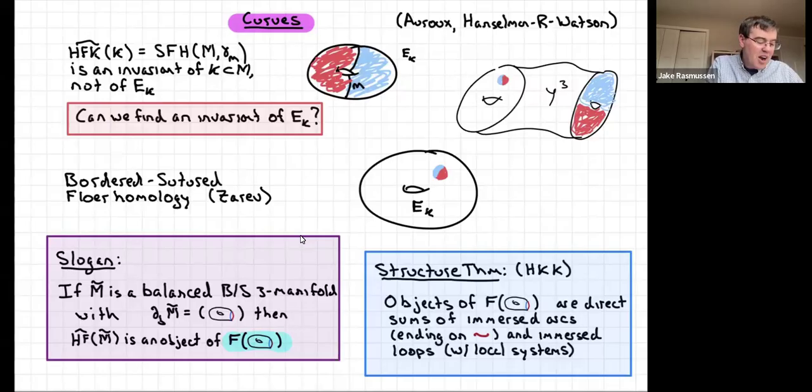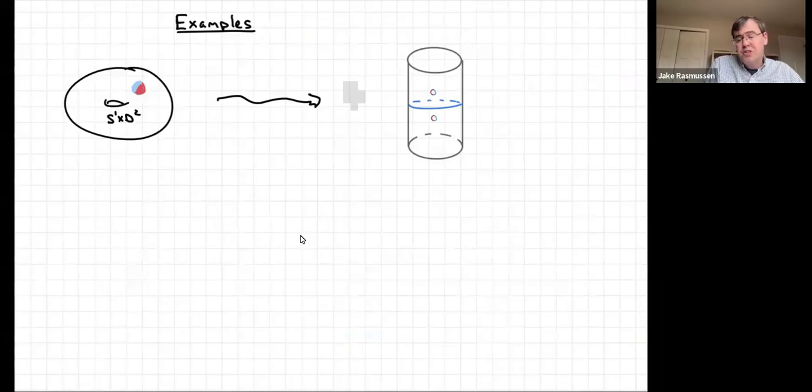The objects of this Fukaya category, that's maybe a scary sounding phrase, but really they're just direct sums of immersed arcs. That's something we can draw on a piece of paper, ending on the red part of the boundary here, and immersed loops. So, arcs that close up to form loops. And so that's something we can really draw pictures of and think about in a concrete way.